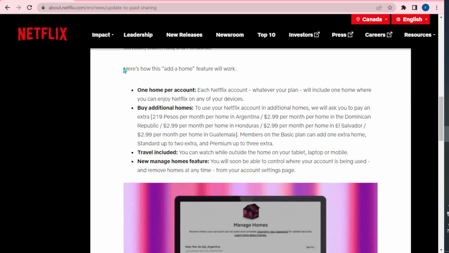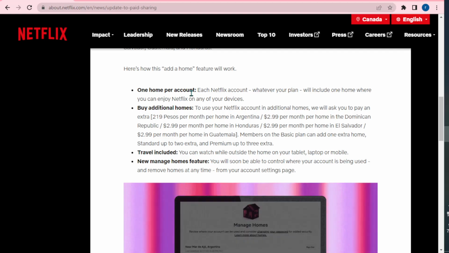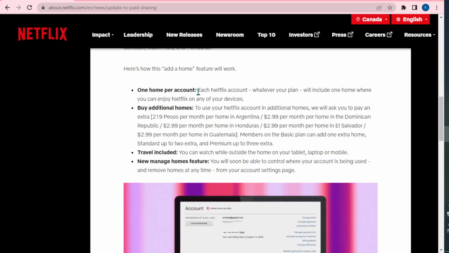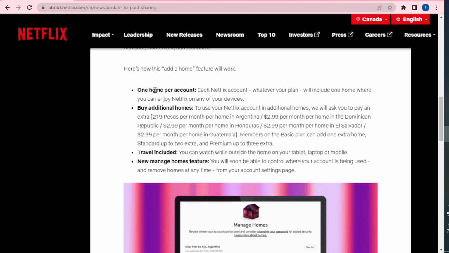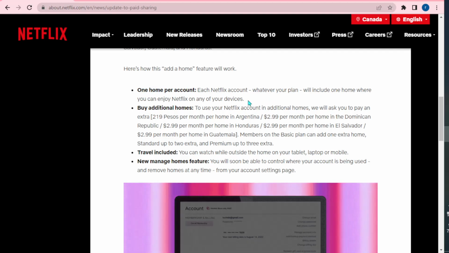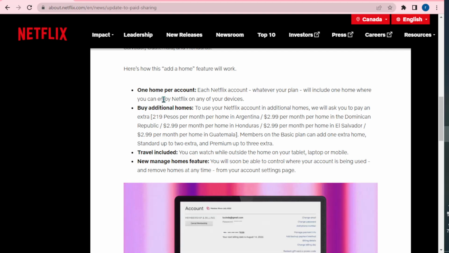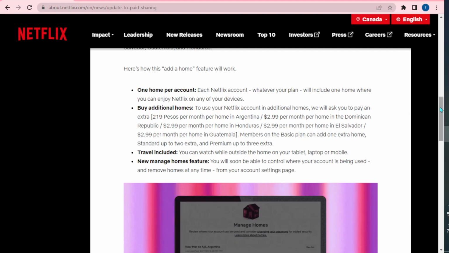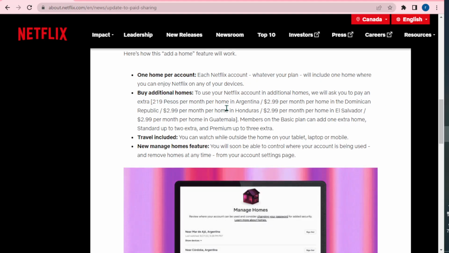So now they talk a little bit about how this feature will work. Honestly, when I read through this, I was just like, okay, they're not really explaining the logistics very well. So let's just read through this a little bit. It says 1 home per account. Each Netflix account, whatever your plan, will include 1 home where you can enjoy Netflix on any of your devices. So how are they going to do that? I'm not too sure.